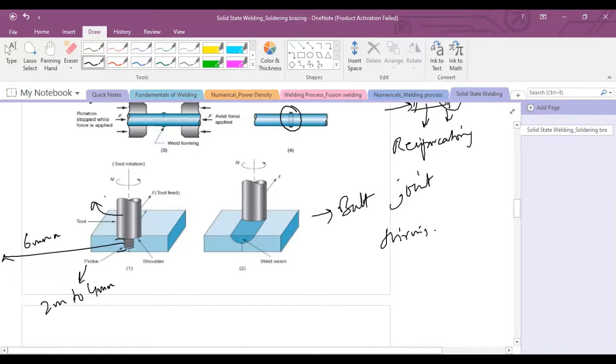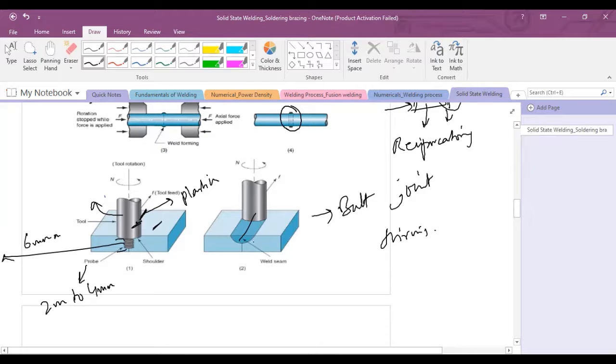Due to mechanical mixing, additional heat will generate, and when this probe goes inside the base metal, this shoulder will come in contact with the base metal, and due to this contact, frictional heat will generate. This frictional heat will cause the interface to go into the plastic zone, and this probe forces the base metal to fuse together, to join together and form a weld seam.